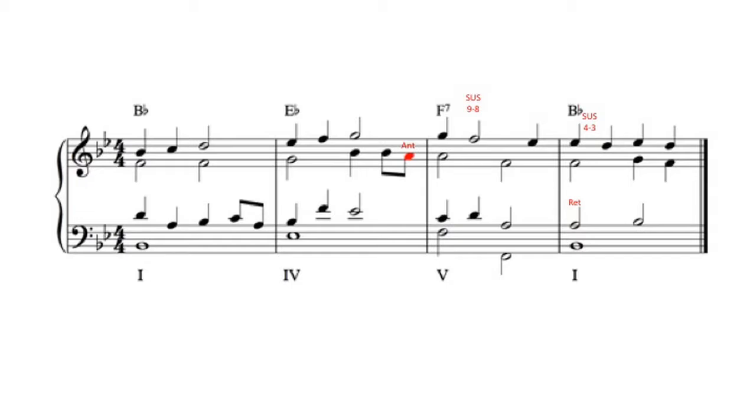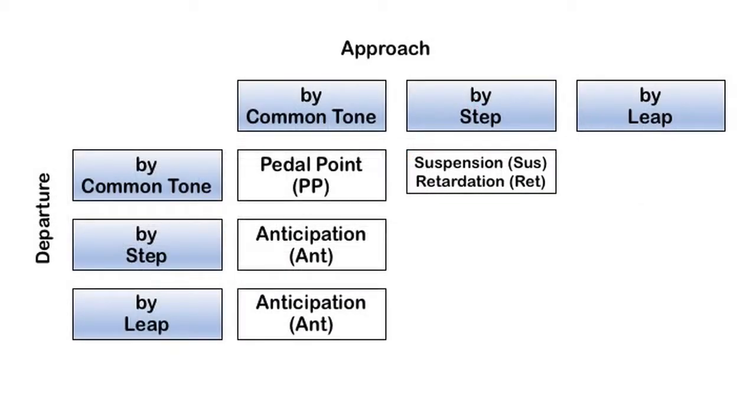We call that an anticipation because it anticipates becoming a chord tone. It's as if that note is so excited to sound that it jumps the gun and is sounded a little bit early. If we were to leap into our non-chord tone and then leave it by common tone, we also call that an anticipation, although leaps into anticipations are far more rare than steps into anticipations.